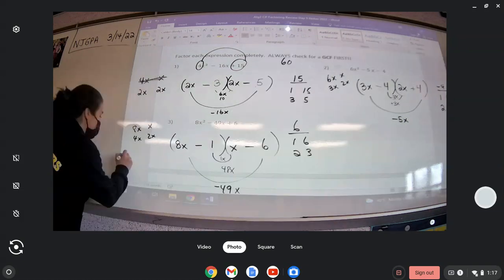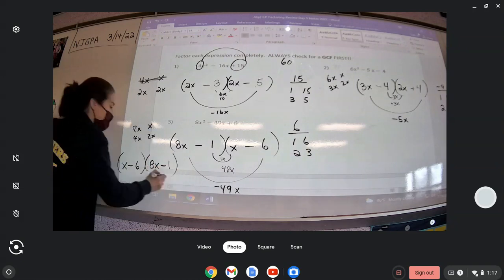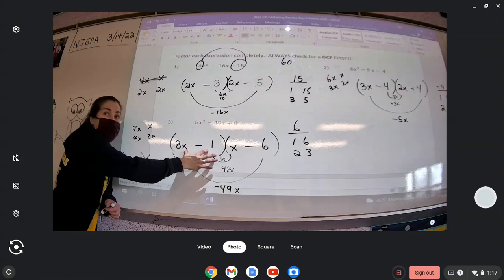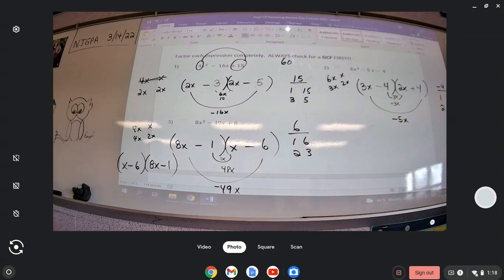So, some people did this. As long as what is inside your parentheses matches one of mine exactly, then the order that you write them in will not matter. This is just as right. Okay? All right, so those are the hardest ones.